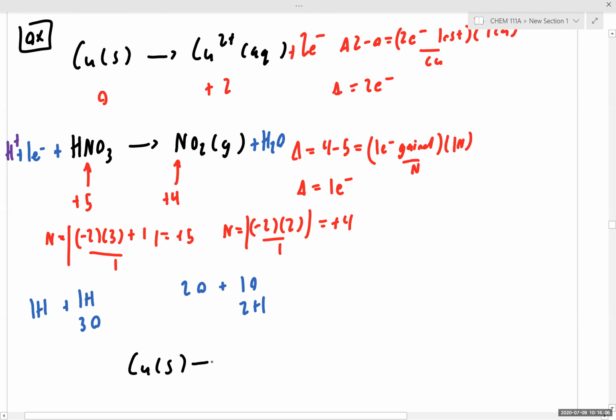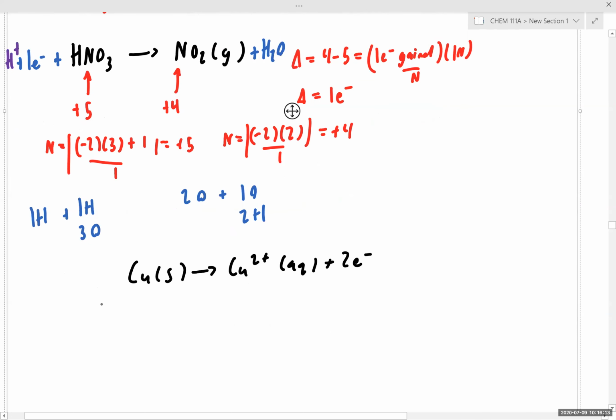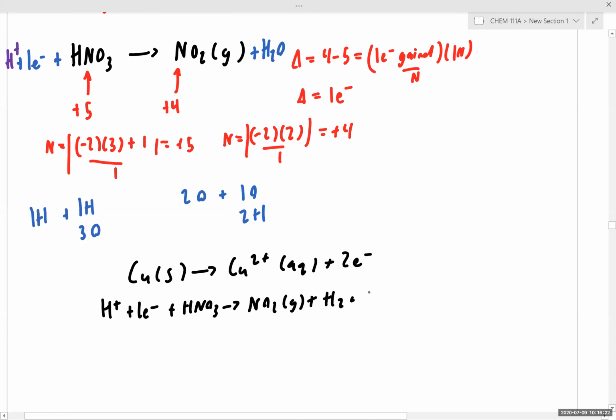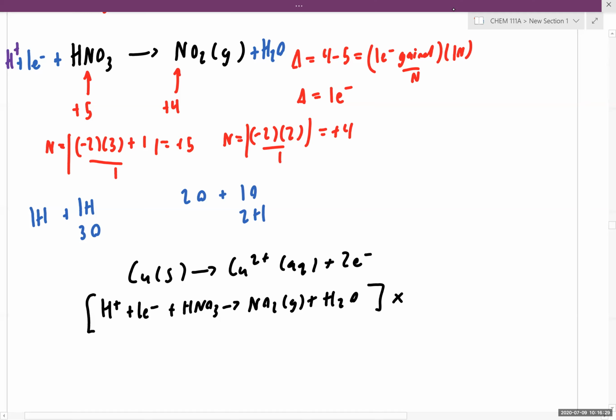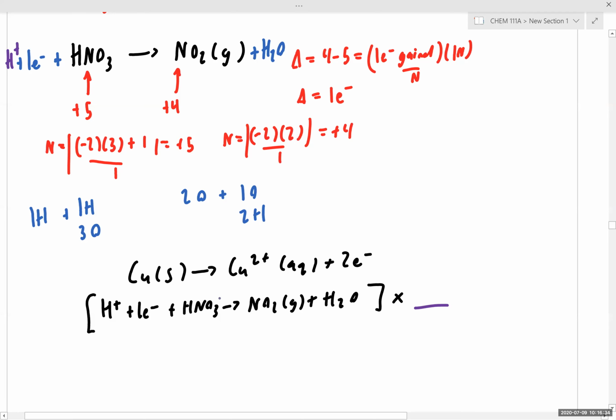So we have copper solid leads to copper 2+ aqueous plus 2 electrons. And then we have H+ plus 1 electron plus HNO3 leads to NO2 gas plus H2O. Okay. Now what do I need to multiply my bottom equation by in order to balance my electrons? 2, yep.